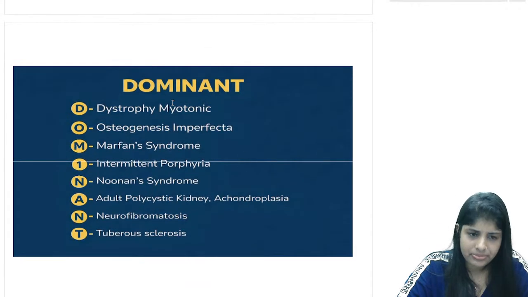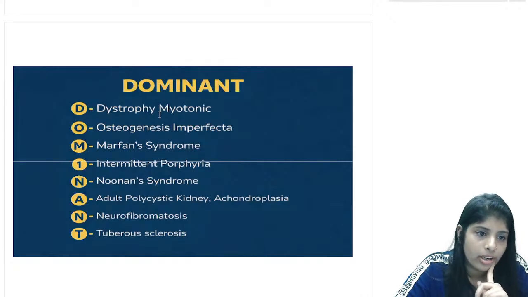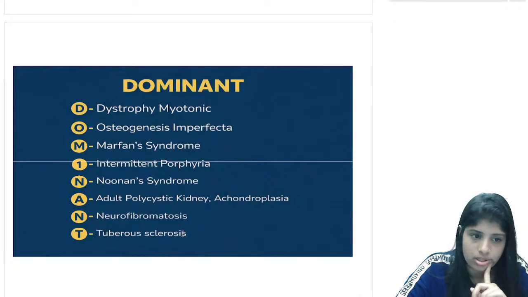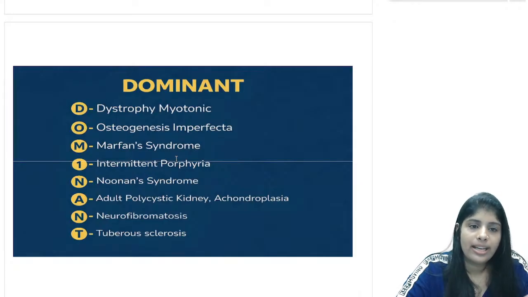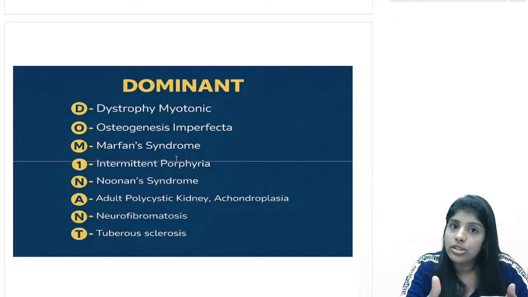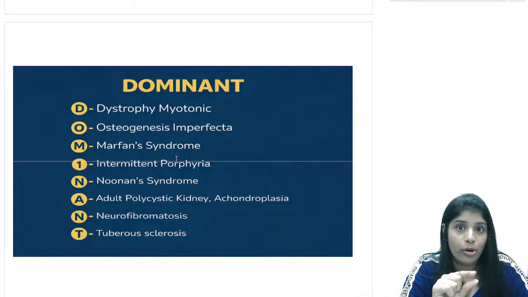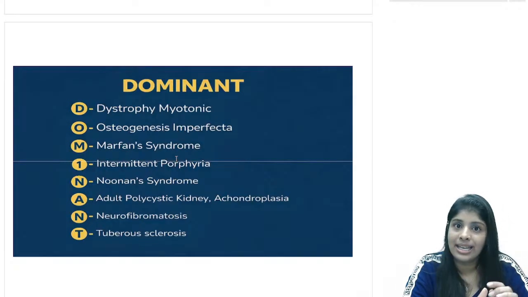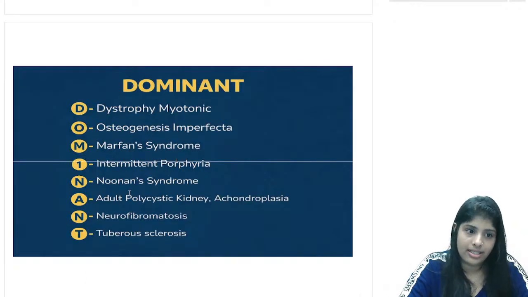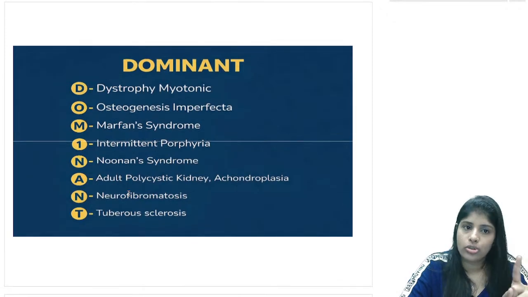So here there is a mnemonic for you. It is "dominant" itself. Dystrophia myotonica, osteogenesis imperfecta, Marfan syndrome, intermittent porphyria, Noonan syndrome, adult polycystic kidney disease, neurofibromatosis, tuberous sclerosis. You have to learn this way. If they always mention whether it is autosomal recessive or autosomal dominant, maybe the options can all be autosomal recessive, and the answer can be autosomal dominant. So if you know this, you can answer the question correctly without reading the rest of the question, maybe. So please learn this. Dominant, that is a mnemonic for autosomal dominant.